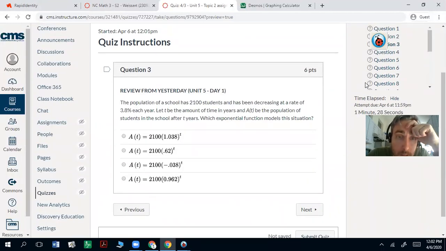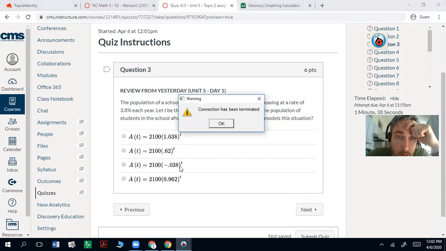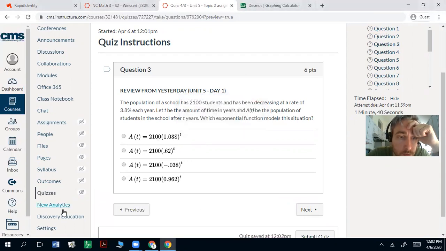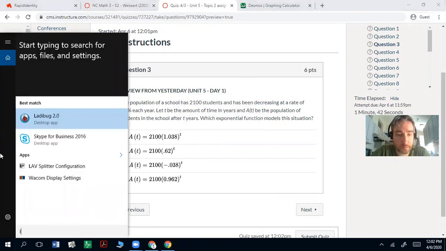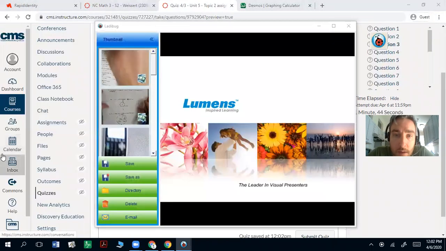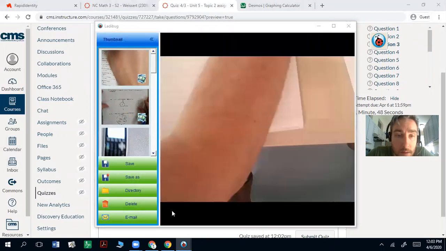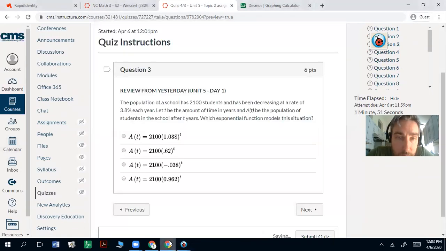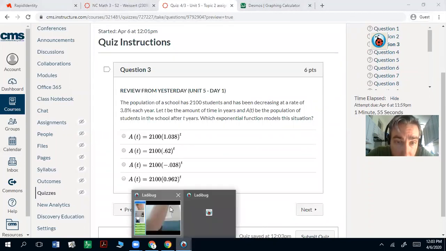Okay, 3. Population of a school has 2,100 students and has been decreasing at a rate of 3.8% each year. So on that one, oops, I lost my camera, hold on. So it is starting at 2,100 and decreasing at a rate of 3.8% per year.